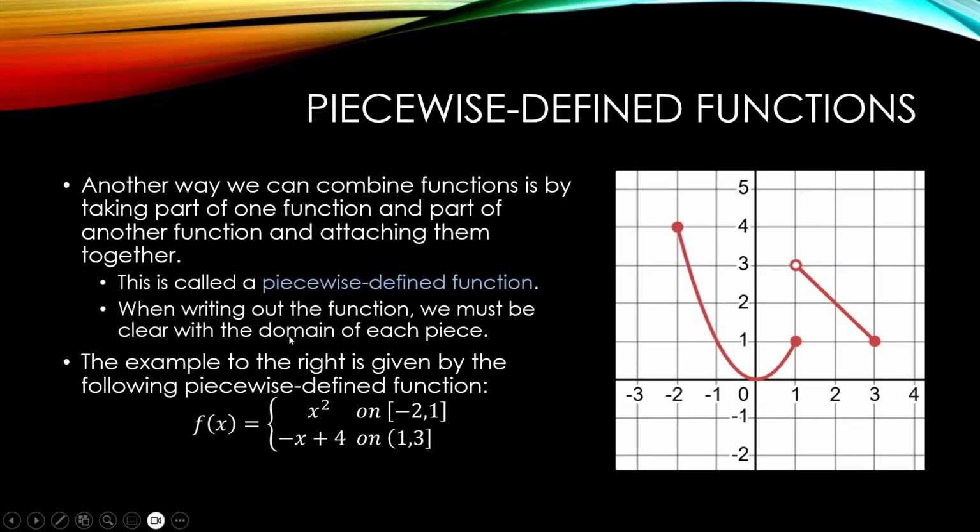When writing out the function, we must be clear what the domain is for each piece. Here's an example. This is our standard y equals x squared, and then we have a line with a slope of -1. The two functions would be x squared, so y equals x squared, on -2 to 1. So -2 to 1 is the domain of x squared. And then -x plus 4 on 1 to 3. From 1 to 3, we're dealing with -x plus 4. We use piecewise defined functions a lot.